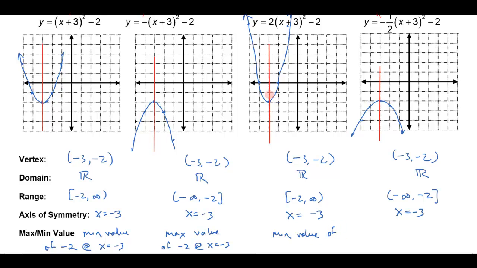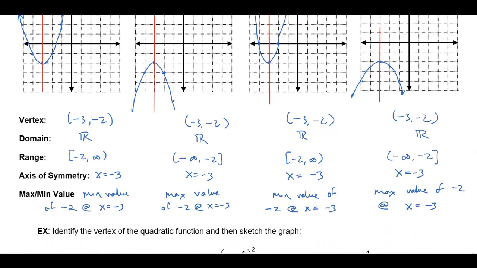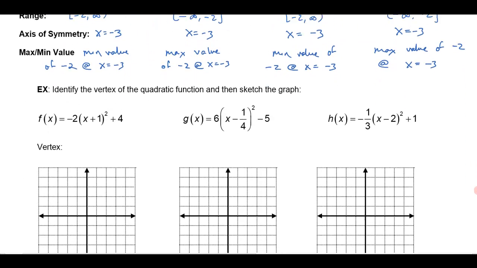Again, the minimum value is the y value of negative 2, and that occurs at x equals negative 3, and this one's opening down, so it has a maximum value. And again, the biggest the y value ever gets is negative 2, and that occurs at x equals negative 3. Okay? All right, let me look at a couple more problems with you here.